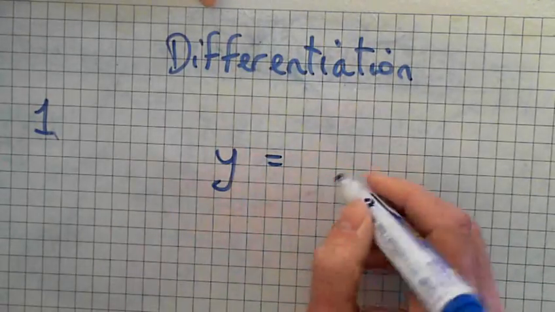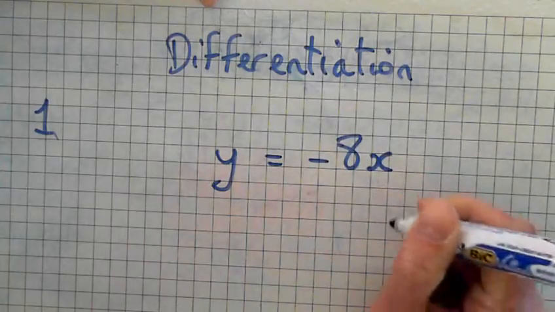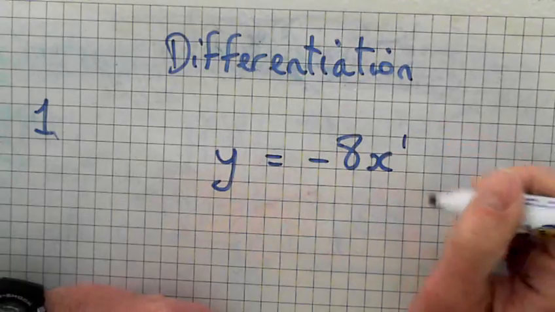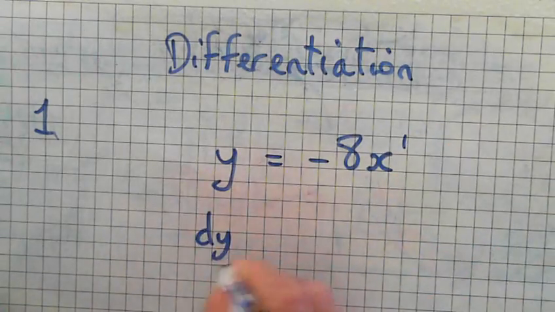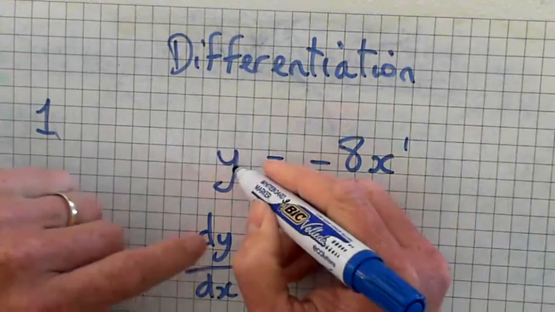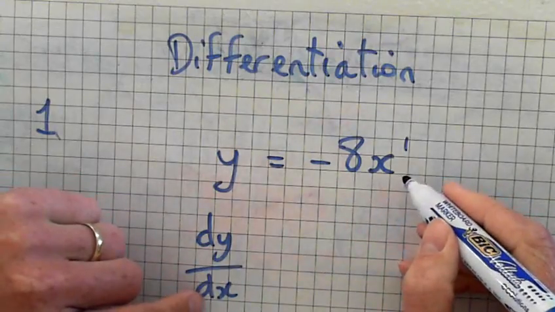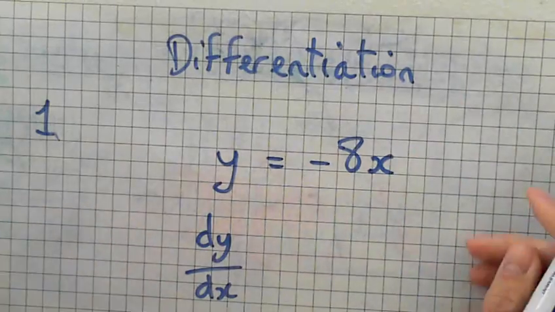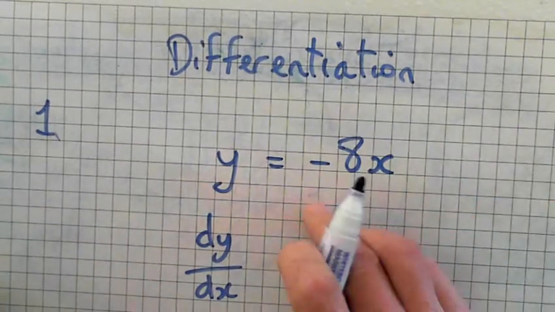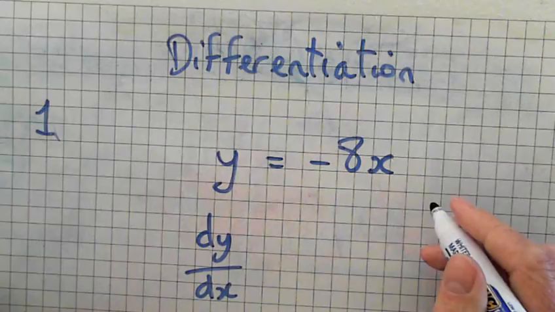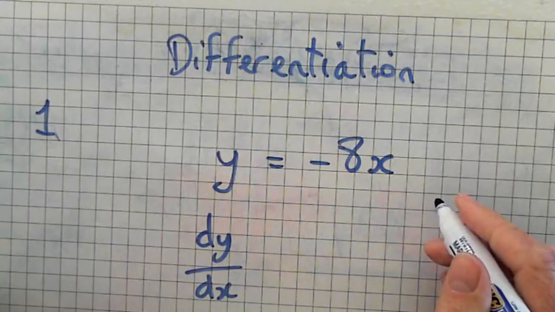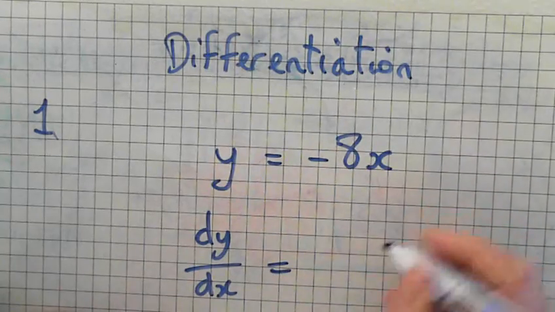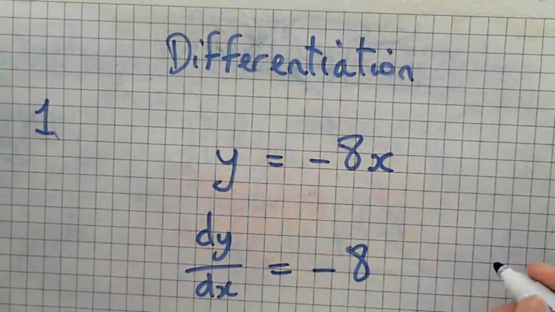Right, this is part IV. The missing power there is 1. Now, dy/dx, y is on top, x is on the bottom. So you go 1 times, well, here's a quick way. The quick way of differentiating, if it's an 8x, is just get rid of the x, get rid of the letter. The answer is minus 8.